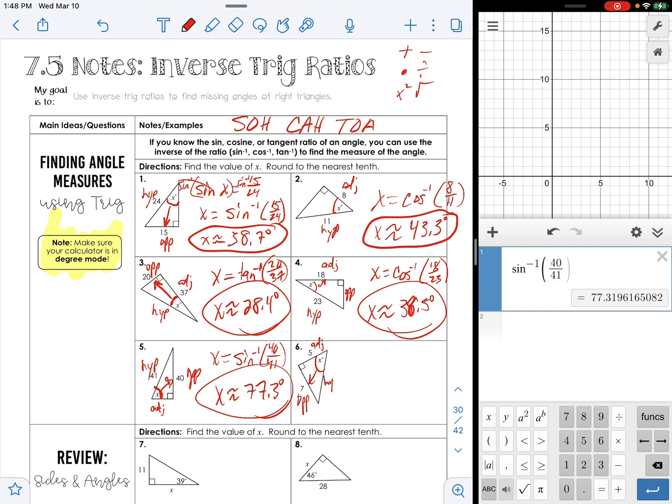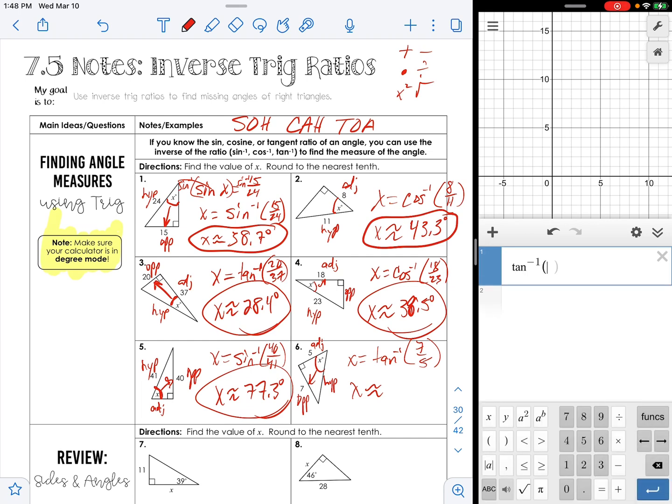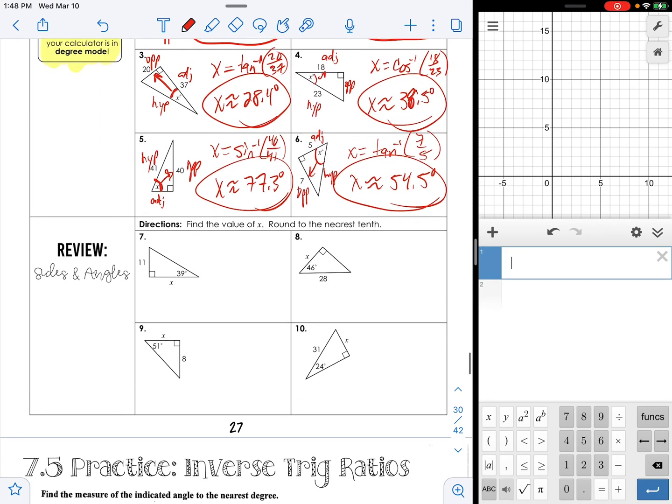And over here is opposite. This would be adjacent. This is the hypotenuse. We got TOA, so x equals the tangent to the negative 1 of opposite 7 over adjacent 5. So x is approximately, what do we got on top? 7 divided by 5 is 54.5 degrees. That's how it goes.